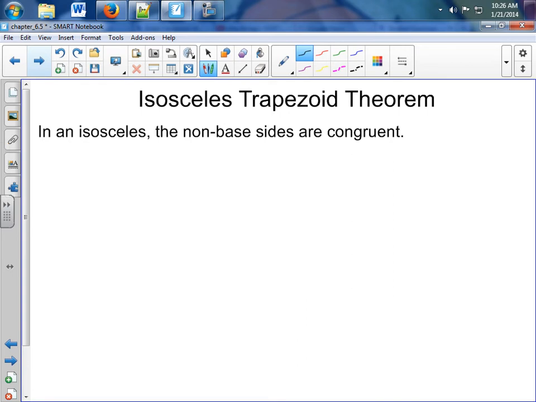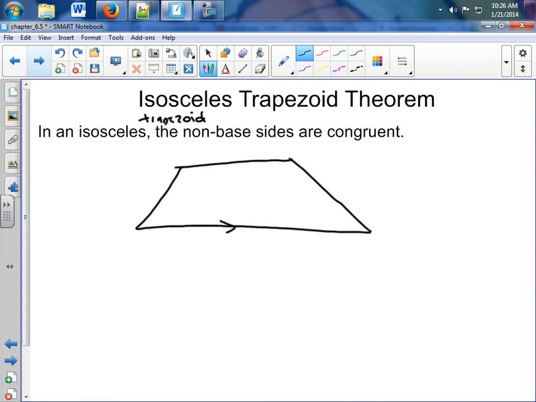In an isosceles, I think I forgot a word there. Yeah, I think trapezoid's supposed to be in there. So again, I'm going to draw myself. Okay. Is it isosceles yet? Nope. Is it isosceles now? Yep. Okay. Basically what this says is if this is 20 feet, what's this going to be? 20 feet.